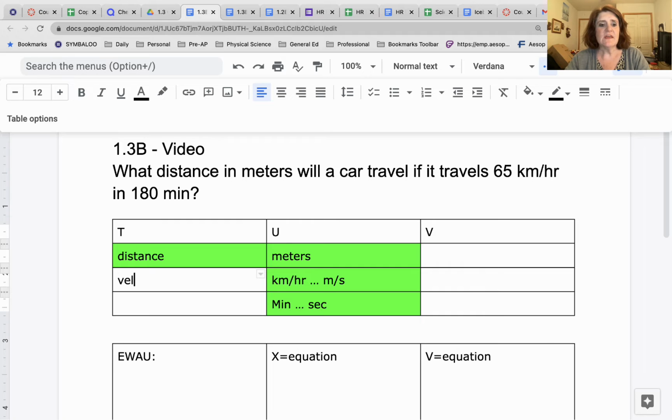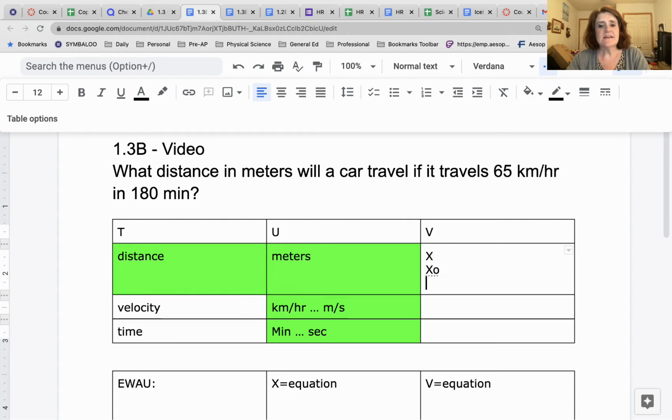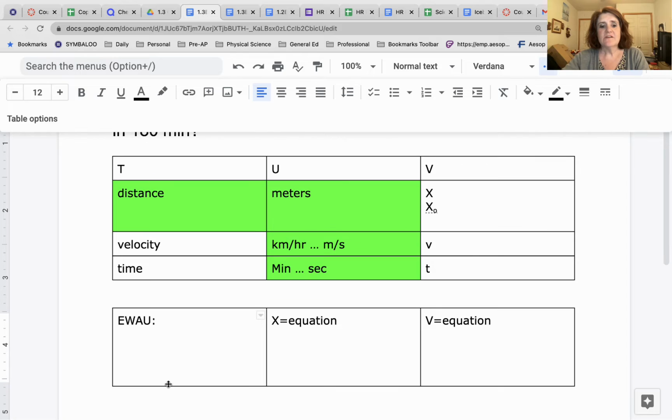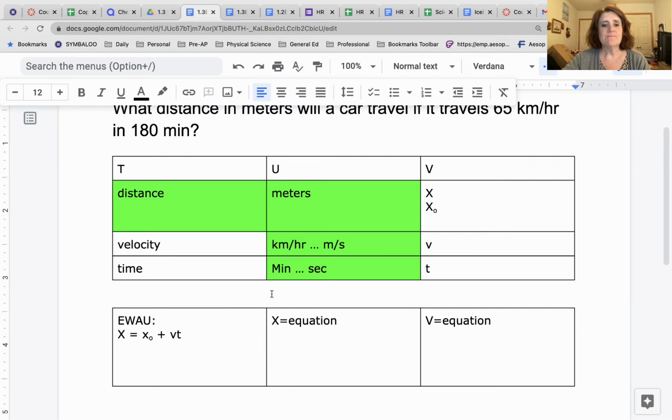So this is looking at velocity, and this is looking at time. So our variables are x and x naught. And again, we do like to put that down into tiny town. And then v and t. So our equation down here that ultimately we will be using is kinematic simple. X is equal to x naught plus vt. And again, put the naught down into tiny town.